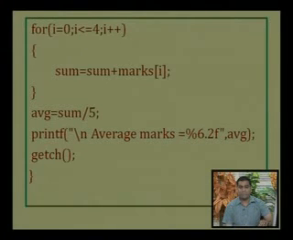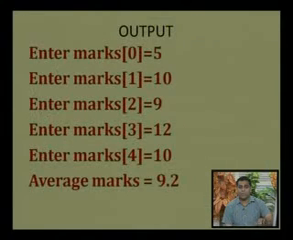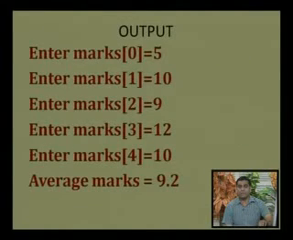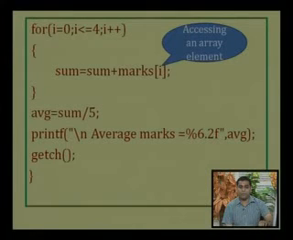Now see here, sum is initially 0 plus marks[i]. Now what is marks[i] here? First i equal to 0, so sum plus marks[0]. Marks[0] is 5, so 0 plus 5 equal to 5 now. Now i will increment by 1. Now sum is 5, 5 plus marks[1]. Marks[1] equals 10, so 10 plus 5 equal to 15. Now again sum is 15 and i will increment by 1. So i becomes 2. Now 15 plus marks[2]. Marks[2] equals 9, so 15 plus 9, 24.